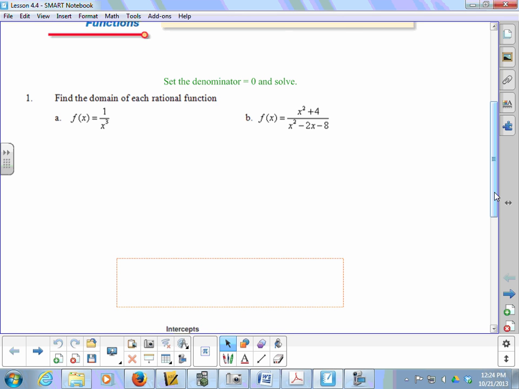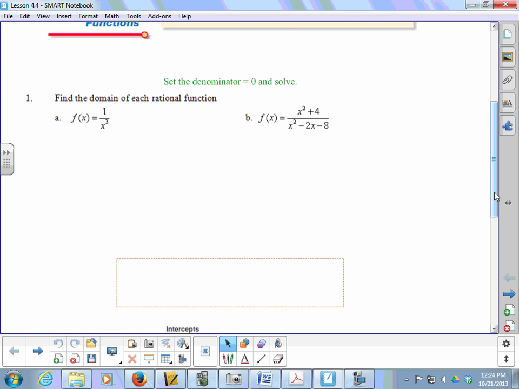So for letter A, the only number that would make that undefined would be 0. For letter B, you would have to factor the denominator. So all real numbers except 0 and 1. So you would just say x cannot equal 0.